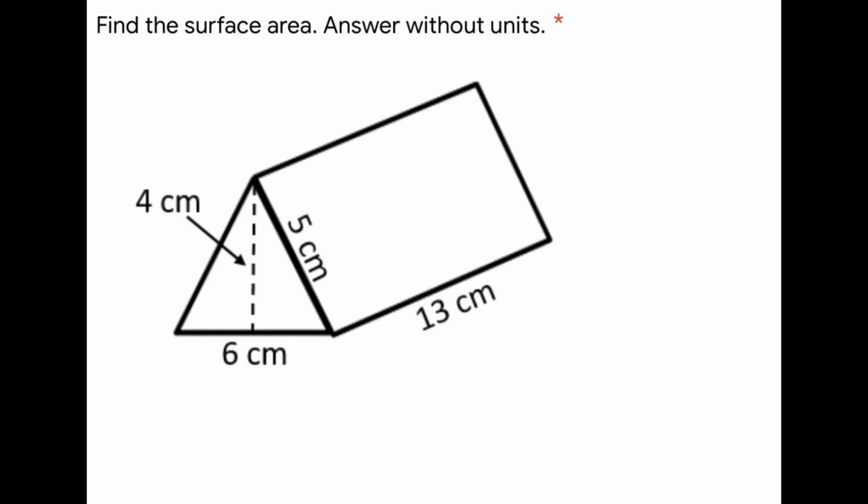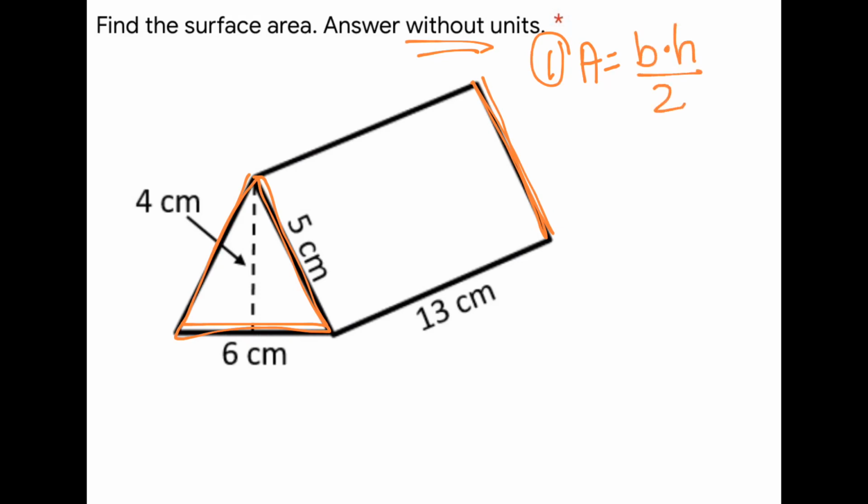Find the surface area. Answer without units. So for surface area, we have our triangle in front, and there's also one back here. So for step 1, we know that our area is going to equal our base times our height divided by 2. And once you get that, there's 2 of them. So you need to multiply by 2.